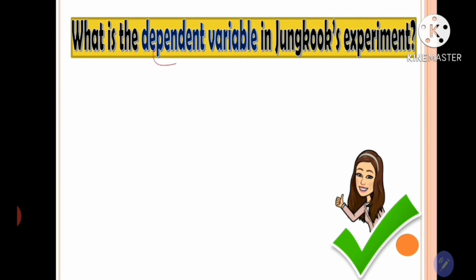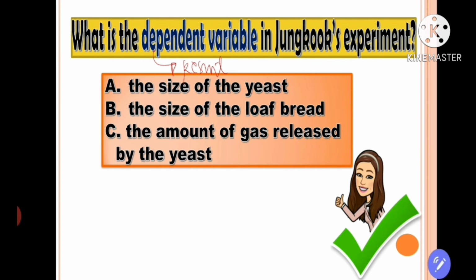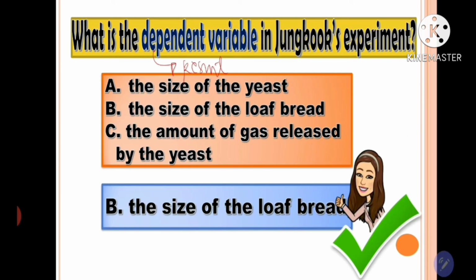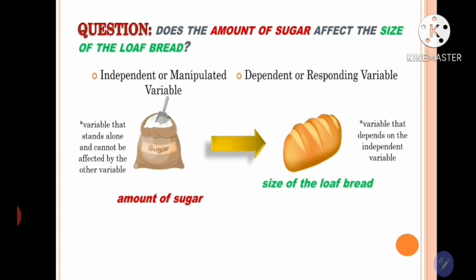Okay, when we say dependent variable, this is the result or responding variable. Okay, is it A, B, or C? Okay, it is letter B. Okay, if pabago-bago ang sugar, then the size of the loaf bread also changes. So that is our dependent variable. Cool. Let's go back with the problem formulated by Jungkook.